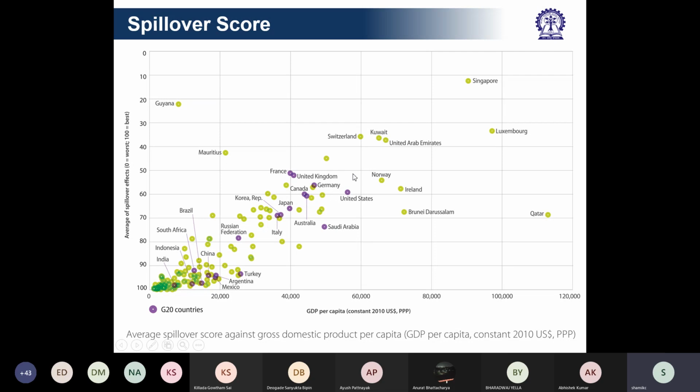But for many of the Middle East countries, which you can see, they have a very poor spillover score because they are very much relying on the neighboring countries to meet their needs. Especially, for example, in the case of Singapore, where there are no natural resources. In fact, the country relies on its neighboring countries for water and other day-to-day products. So everything is imported in that country, because of which its spillover score is poor.